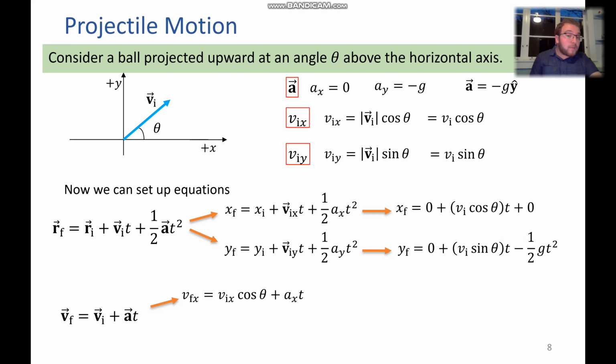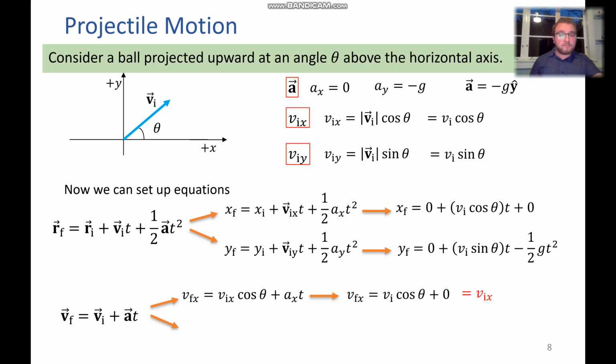We split this one up into its x parts too. And again, acceleration in the x is 0, so we just get vi cosine theta, which if we look up here, we will recognize as our initial velocity in the x. A 2D problem is just two 1D problems, while in the x direction, it's just constant velocity. Our final velocity is equal to our initial velocity.